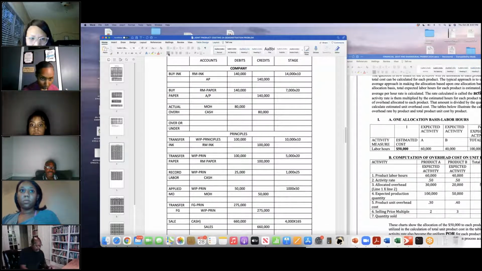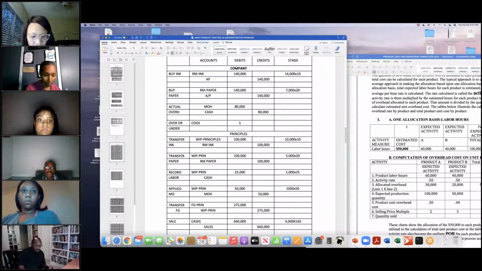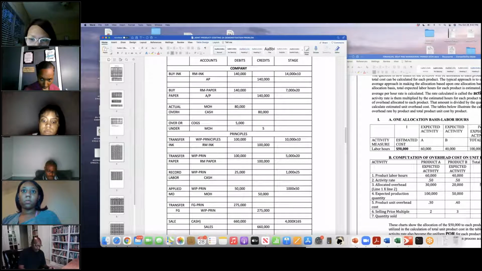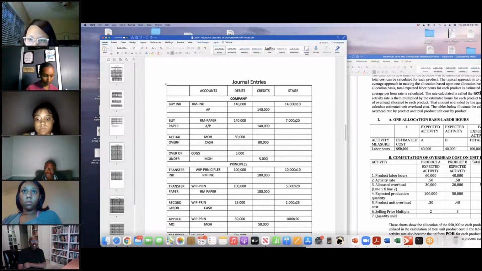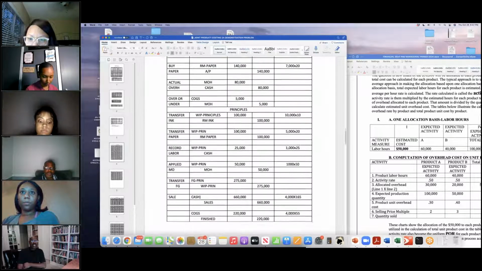Debit COGS for 5,000 and credit MOH. So those are all the entries we need. You can see at the company level, they buy the raw materials and take care of the overhead.